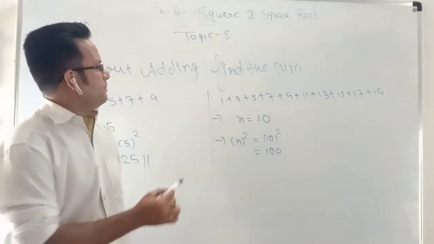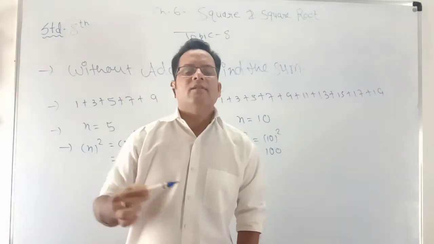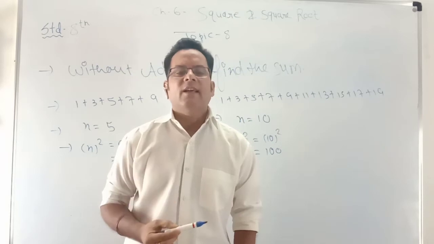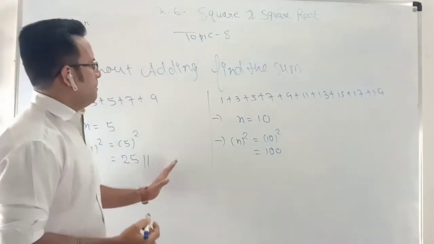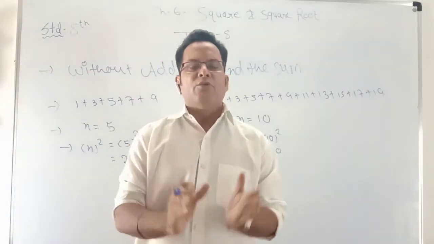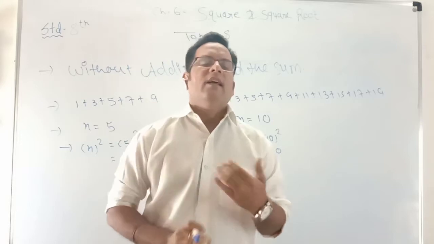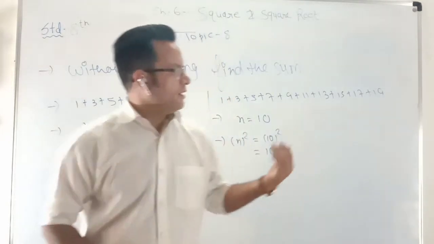So you can see here, assuming n, and then making the square of n, we can bring the answer. Remember, in this method you have to count how many numbers are given, then you have to assume it as n, and then you have to make the square of it to get the answer. Just take a look.